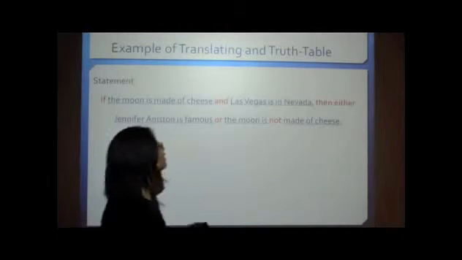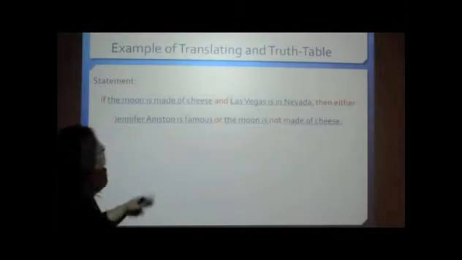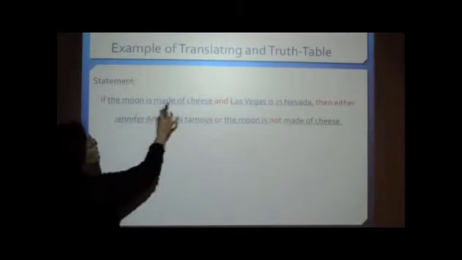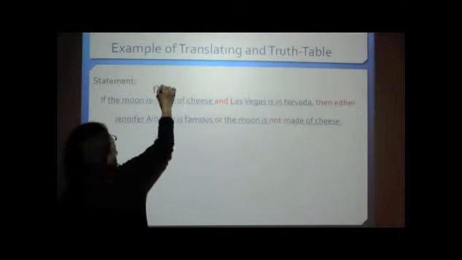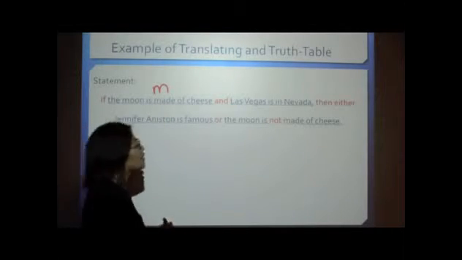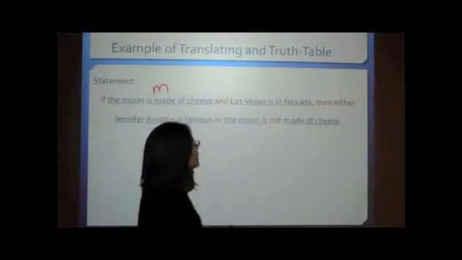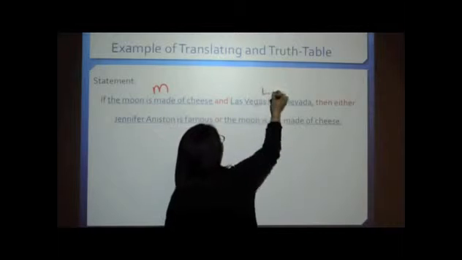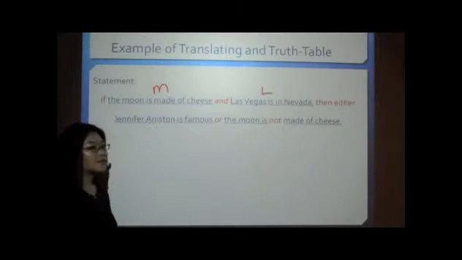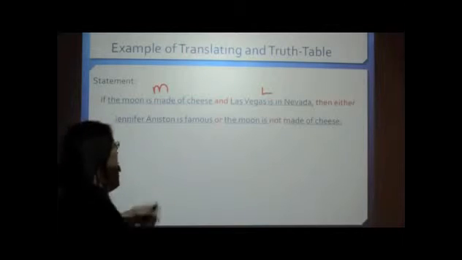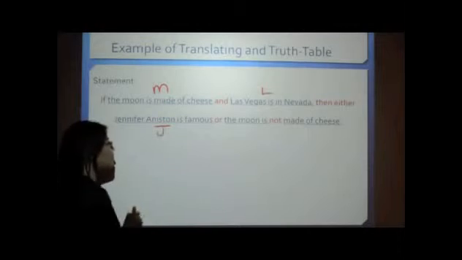Now what we're going to do is identify all the simple statements that make up the statement. And the first simple statement we have is the moon is made of cheese. And we're going to give this statement the propositional variable m, okay? Our next simple statement is Las Vegas is in Nevada, and we're going to give that statement the propositional variable L, okay? And then we have the simple statement Jennifer Aniston is famous, and we're going to give that simple statement the propositional variable J, okay?